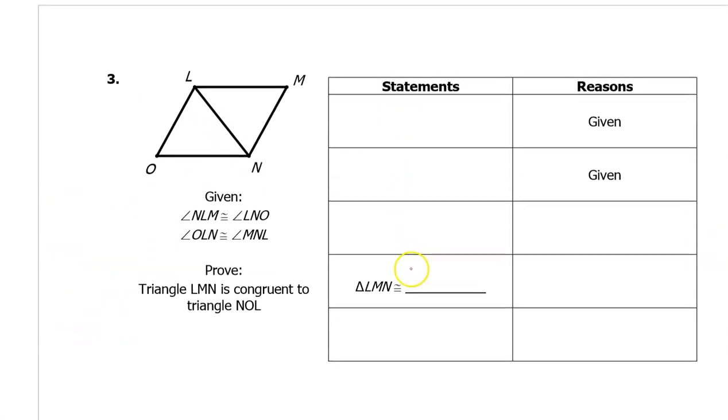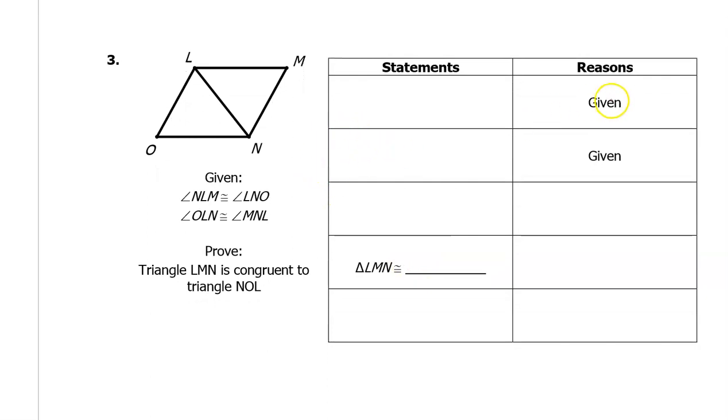Scrolling down to problem number 3. Let's get the given out of the way first. Angle NLM. So be careful because NLM is up here. So I've got this angle right here. And then that's congruent to angle LNO. Well, angle LNO is this angle right here.